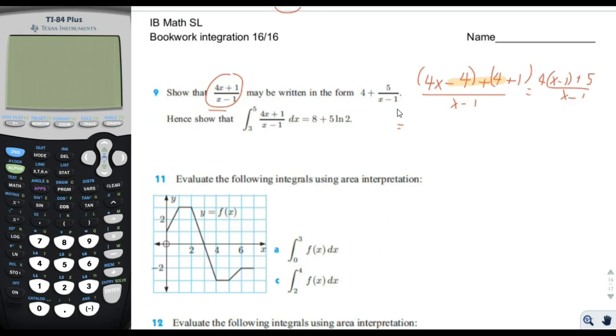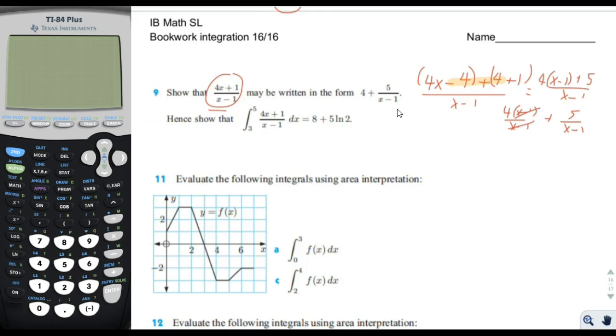Okay, and then we could separate it out. We say, oh, 4 times x minus 1 divided by x minus 1 is one term. The other term would be 5 over x minus 1. And now you can see that these cancel out, and you end up with 4 plus 5 over x minus 1, which is what they wanted us to show.